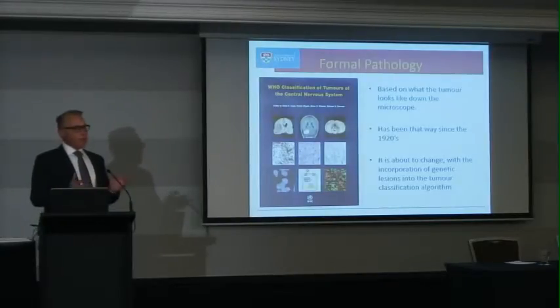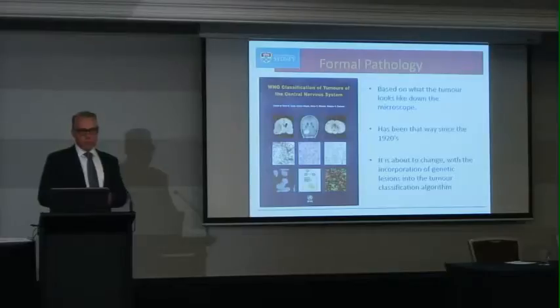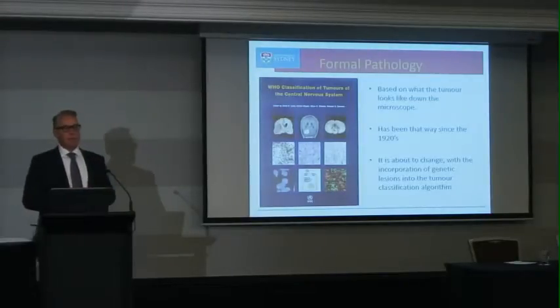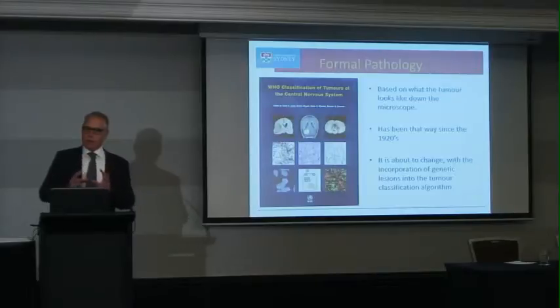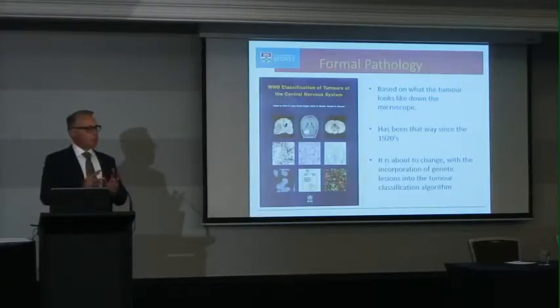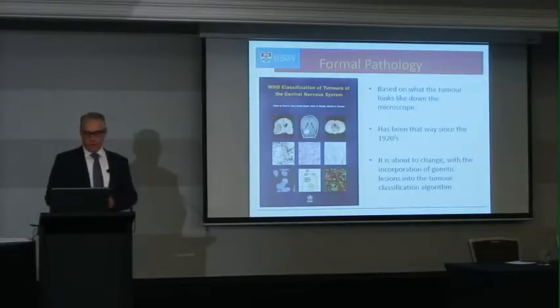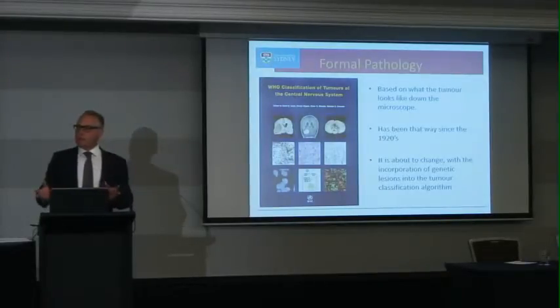Now, it is all about to change, and I think it was alluded to this morning. The WHO is convening committees at the moment to work out how best to incorporate some of these new molecular markers into the formal classification of tumours. It's been recognised that just because a tumour looks one way under the microscope, it doesn't necessarily mean all tumours that look like that are exactly the same. There might be a few different types of tumour that to us down the microscope look very similar. So it's a work in progress.